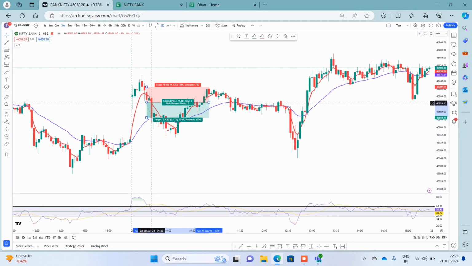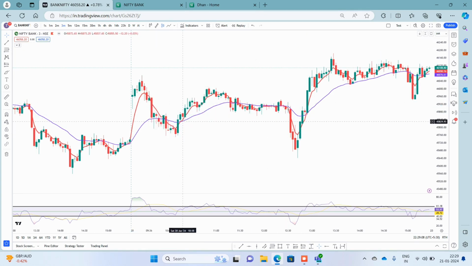Once you achieve your first target, in the next red candle you should be booking minimum 50 to 60% of the quantity, and the rest you can trail. So in this trade, how many points did you get in total? You got close to 180 points in this trade. This trade is more than 1:2 on the downside.